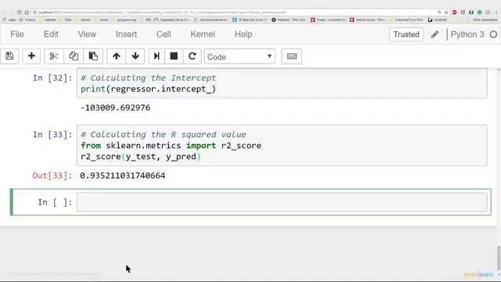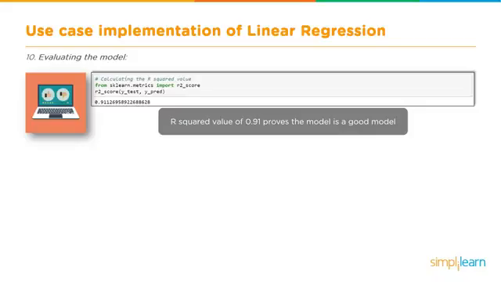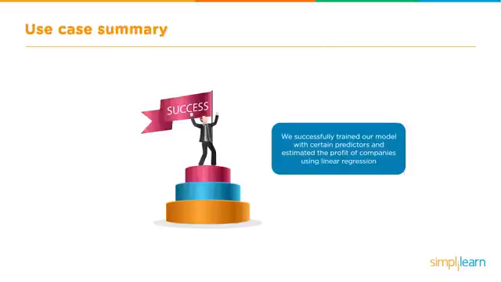That's the R2 score. Now, it's not exactly a straight percentage, so it's not saying it's 93% correct. But you do want that in the upper 90s, and higher, shows that this is a very valid prediction based on the R2 score. And if R-squared value of 0.91, or 92 as we got on our model, because remember it does have a random generation involved, this proves the model is a good model, which means success! Yay! We successfully trained our model with certain predictors and estimated the profit of the companies using linear regression.